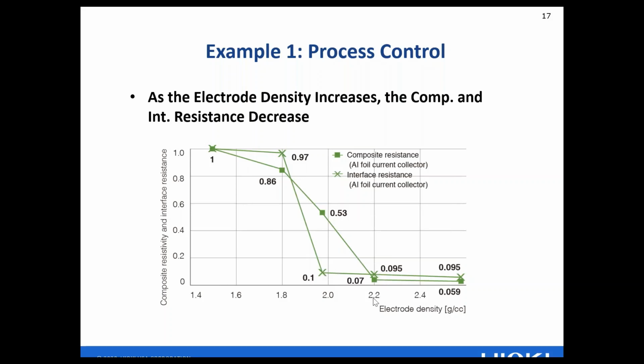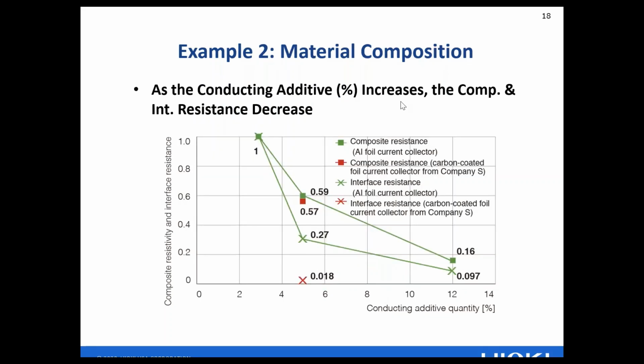So a very powerful tool to optimizing your process. Material composition, really the only tool that really lets you determine the material composition or evaluate material composition at an early stage, at the electrode sheet stage. What I'm showing you here is two different materials. One is a traditional aluminum foil, then there's another material, the red curves with a carbon-coated foil. And again, I'm plotting the composite resistance and the interface resistance.